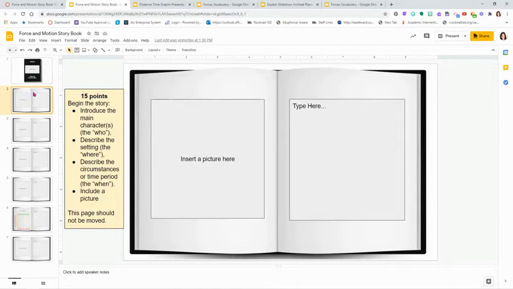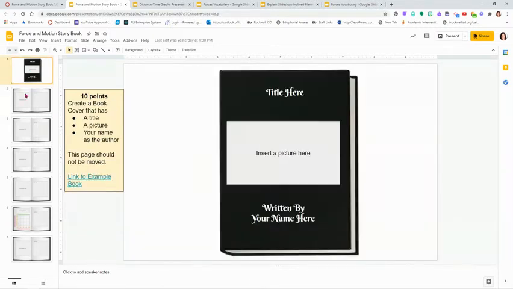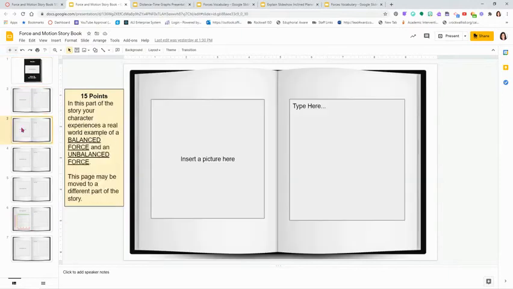This page needs to stay in its place, okay? It should be the second slide in the slideshow. Title page should be the first page, okay? Then when we get to the third page, we start looking at science content.